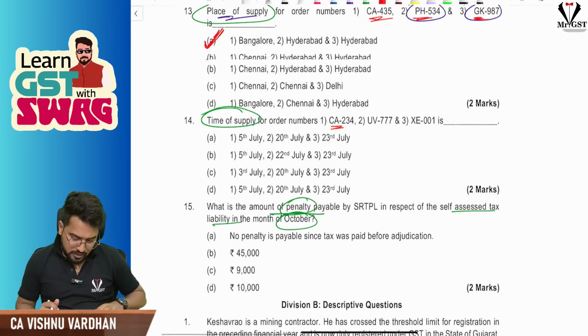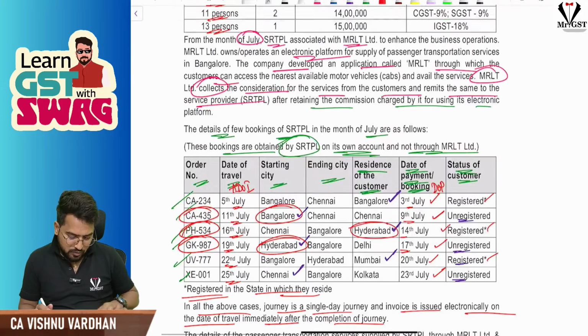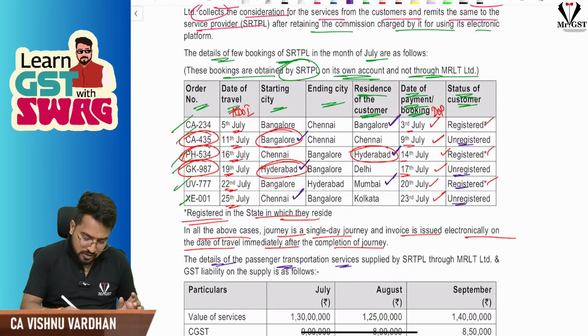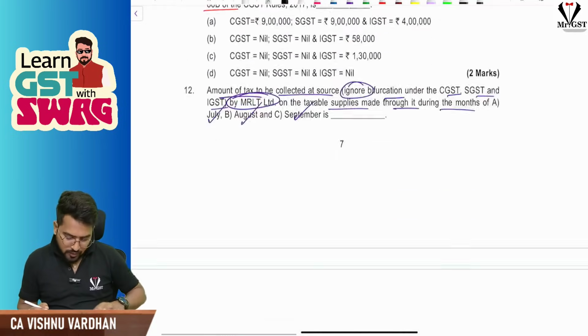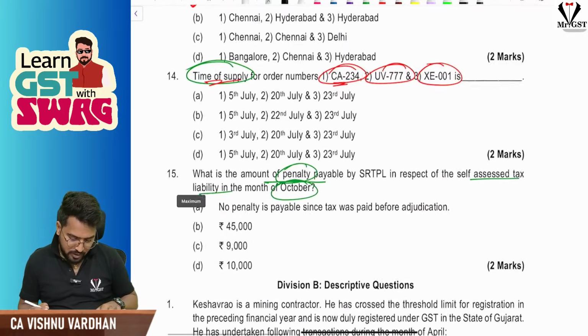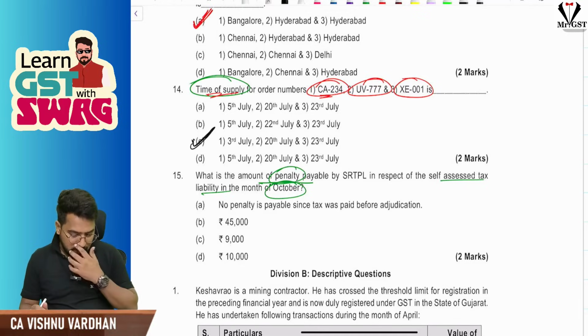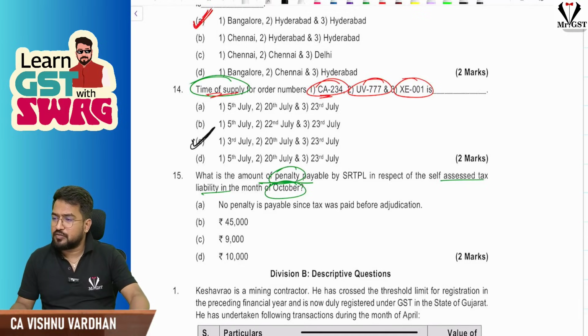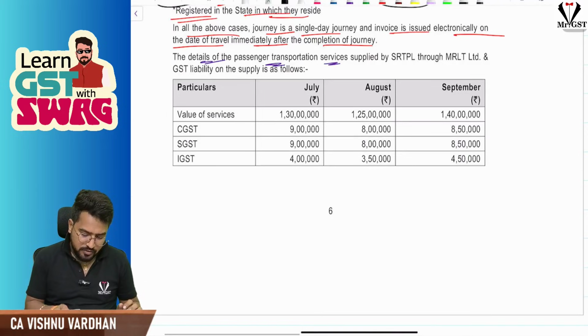Next, let us see time of supply. Here they are talking about CA 234, UV and XE. For that we have to see time of supply. For everything, the time of supply is the date of payment only. If you see 3rd July, 20th July, 23rd July, the only option we have is 3/20/23. That is the time of supply. Hope this is also clear for you. Option C, right?